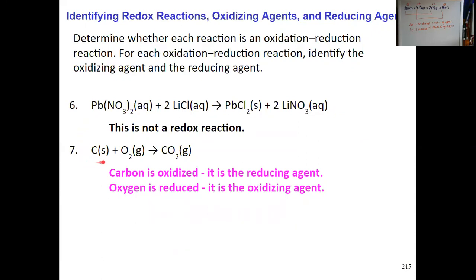For number 7, carbon goes from 0 to +4. That's oxidation. That means that carbon is the reducing agent. Oxygen goes from 0 to -2, so it's reduced. That means that oxygen is the oxidizing agent. Okay, so that sums up oxidation and reduction.